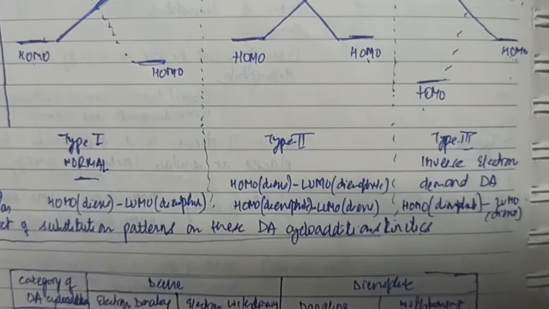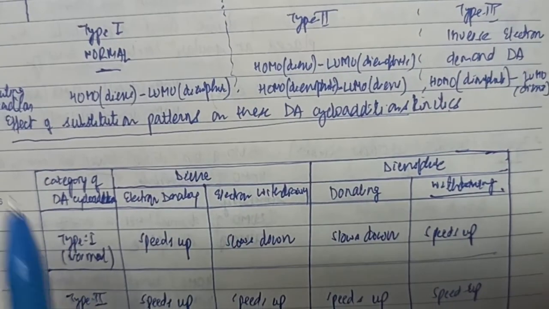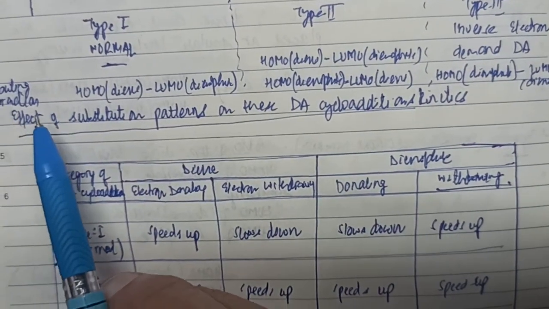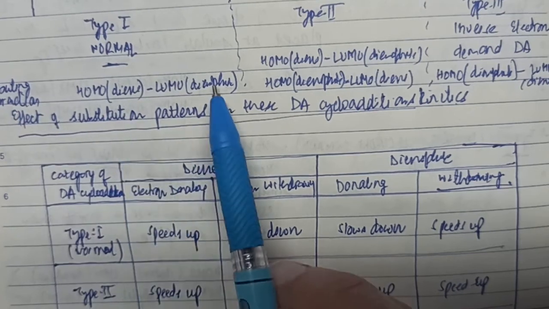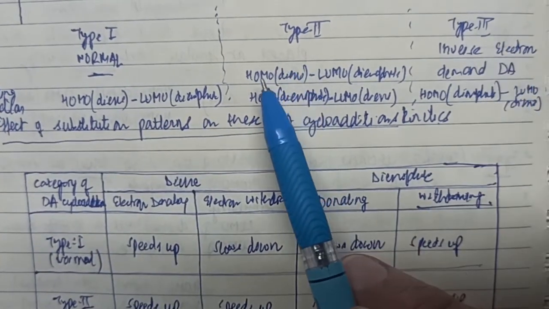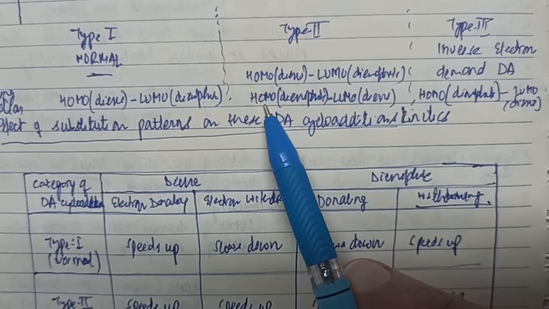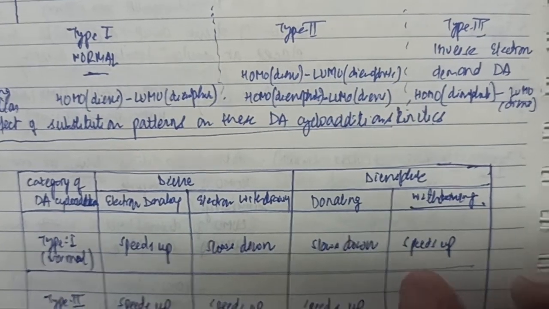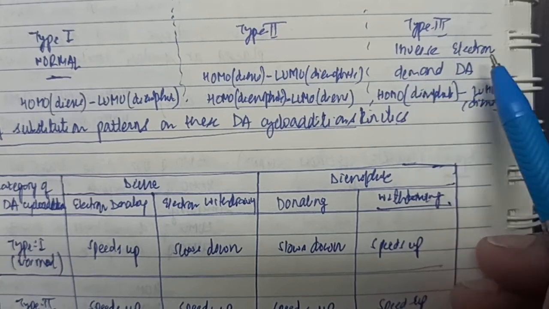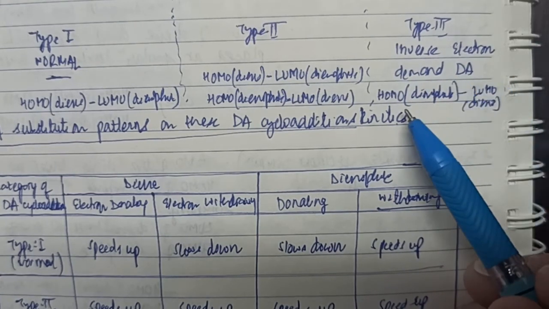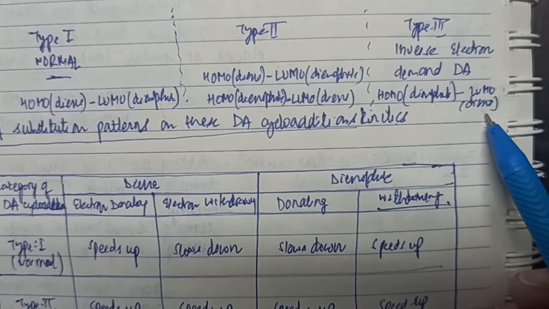Therefore, as I've told you, the contributing interactions in the case of type 1 are the HOMO of the diene with the LUMO of the dienophile. In the case of type 2, both are equally contributing, that is, the HOMO of the diene with the LUMO of the dienophile or the HOMO of the dienophile with the LUMO of the diene. And in the case of the inverse electron demand Diels-Alder, the type 3 category, it is the HOMO of the dienophile and the LUMO of the diene which is more contributing to the interaction.